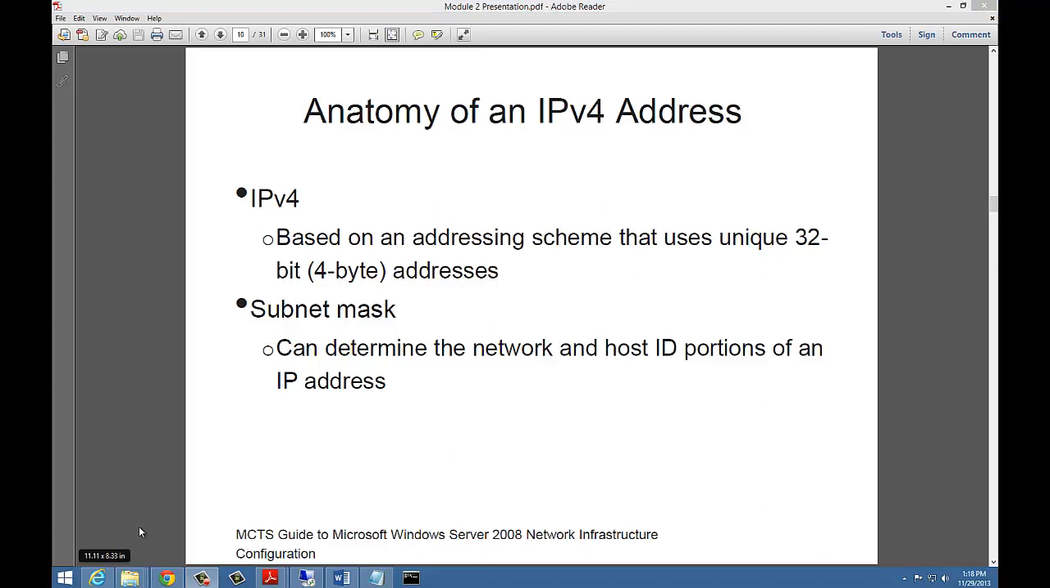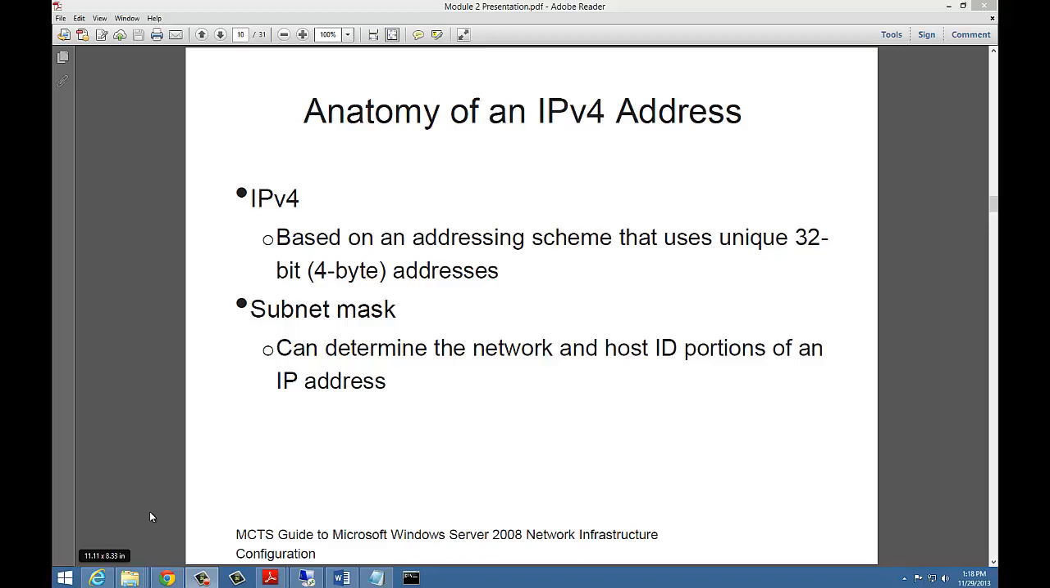IP version 4 is based on an addressing scheme that uses unique 32-bit, or 4-byte, addresses. So 2 to the 32nd power is only going to be 4 billion addresses. We have run out of those addresses. We're already starting to use version 6.